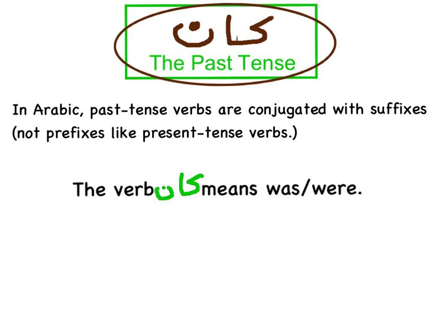So now let's get down to the verb Kaana. Kaana is special because we only use it for the past tense. It means was or were. So I could say something like I was studying, أنا كنت أدرس, or he was going, هو كان يذهب. It can also be used to say that you used to do something. أنا كنت ألعب, I used to play. And as you heard in all of these examples, it uses past tense subject suffixes.